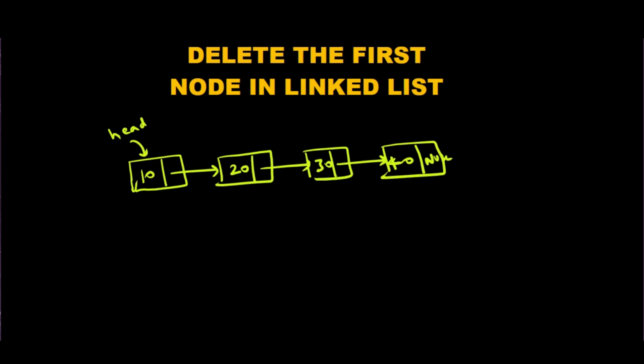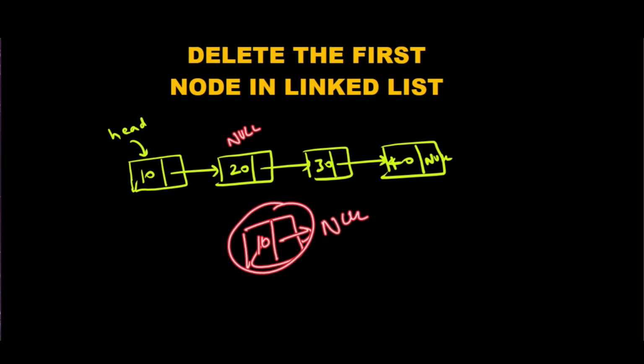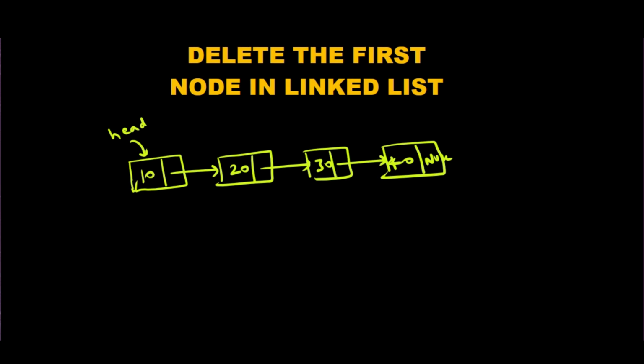If we delete this head node, the next node should become our new head, because we are deleting from the beginning only. So now our head will become the second element. If there is only one element, then when we delete it, our head will become null. So what we need to do is this.